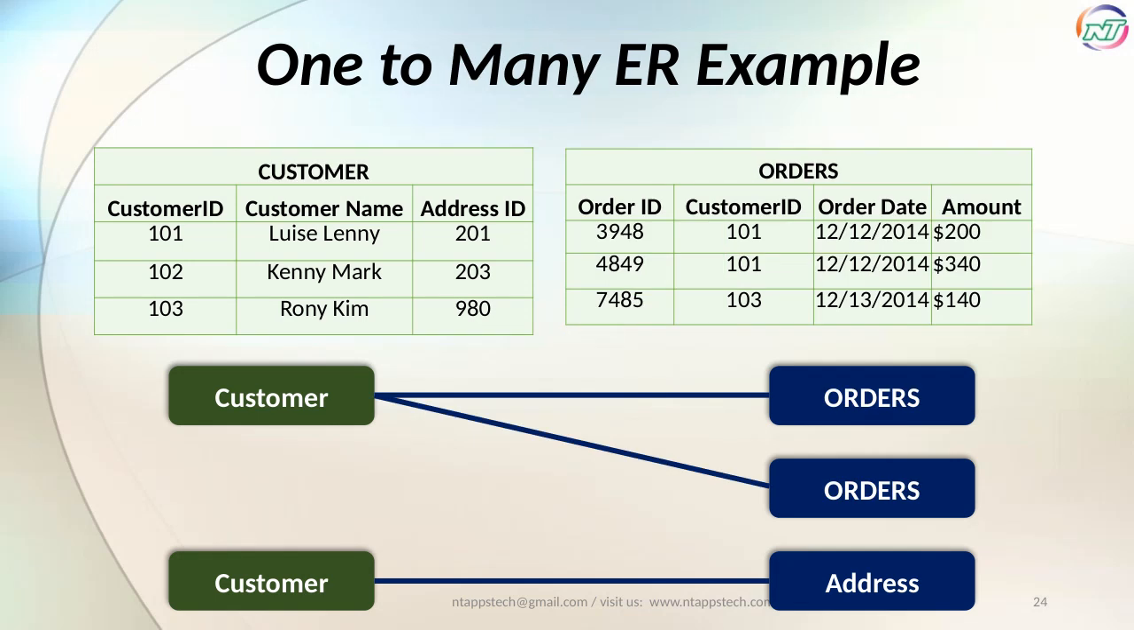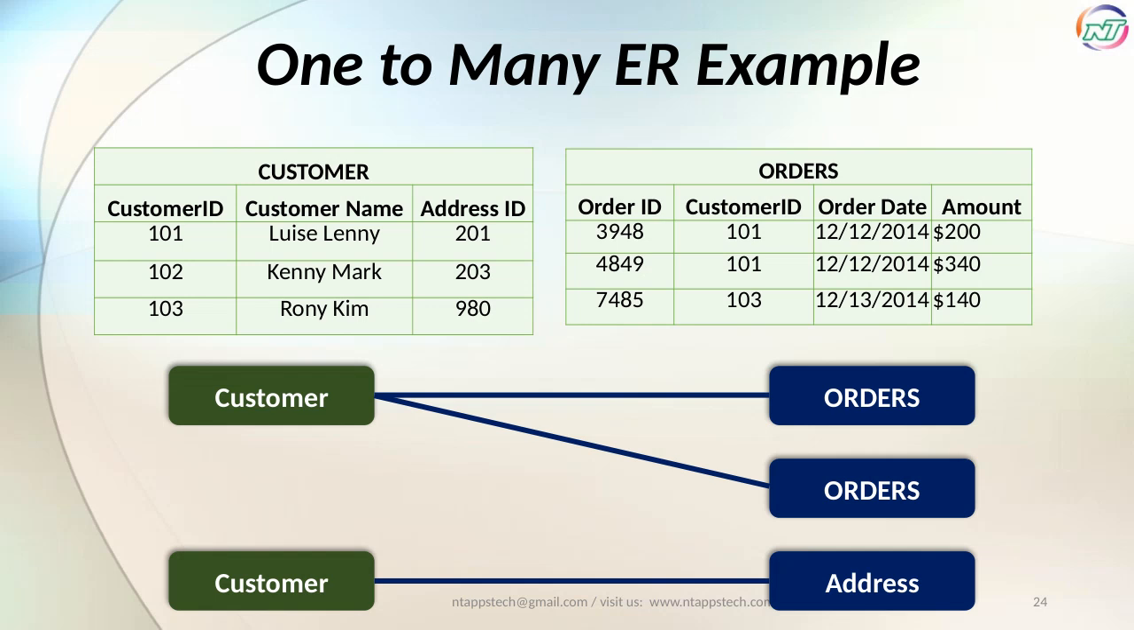Here we see an example of a one-to-many relationship between customers and their orders. Each customer is identified by a unique customer ID in the customer table, with names like Louise Lenny, Kenny Mark, and Roni Kim. On the other side, the orders table lists individual orders, each with an order ID, the related customer ID, the date of the order, and the amount spent.